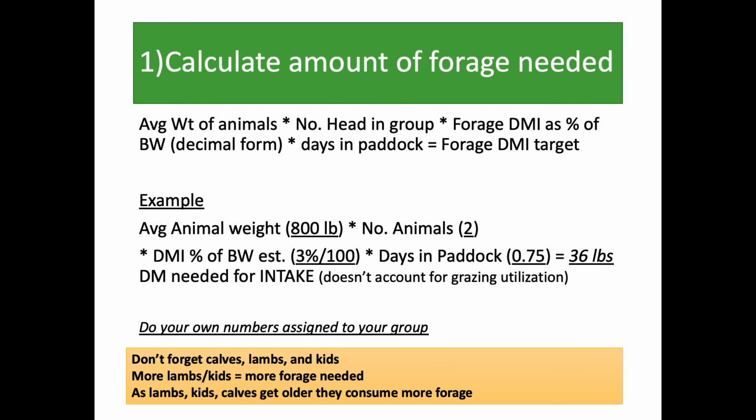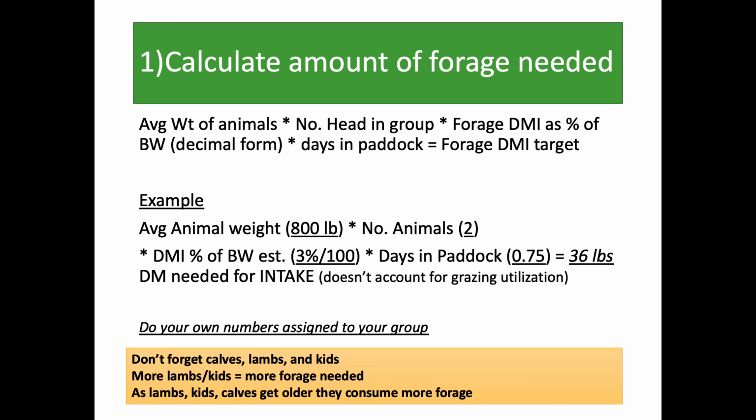Okay, so to calculate how much forage your animals need, you're going to take your average animal weight. For those of you in the cattle group, that's 775. For those of you in sheep group 7, that's 150, and sheep group 8 is 185. Times your number of animals. In my example up here, I have 2, but you guys have more in your actual groups. Times their dry matter intake as a percent of their body weight.